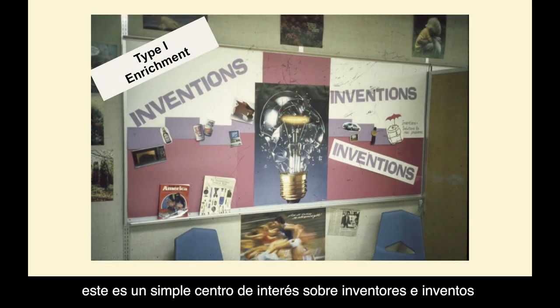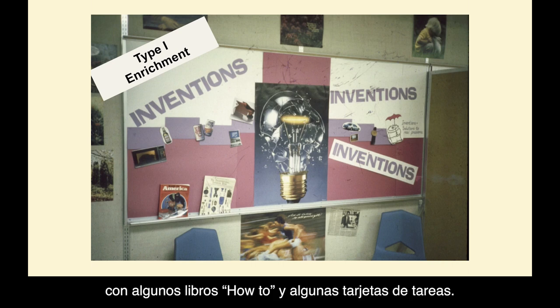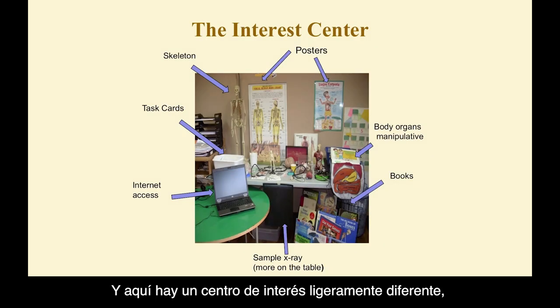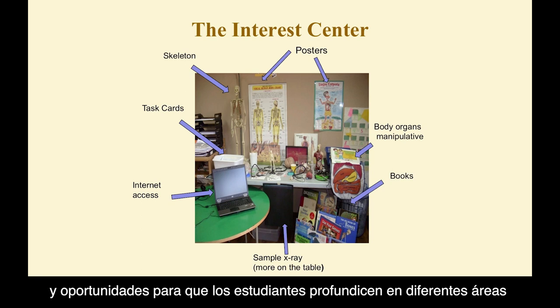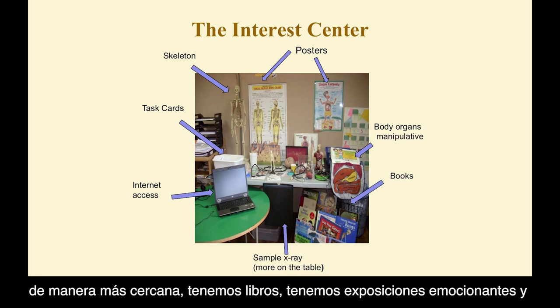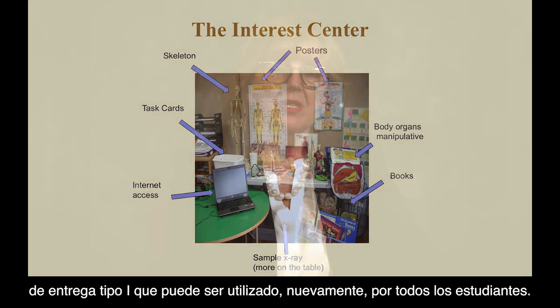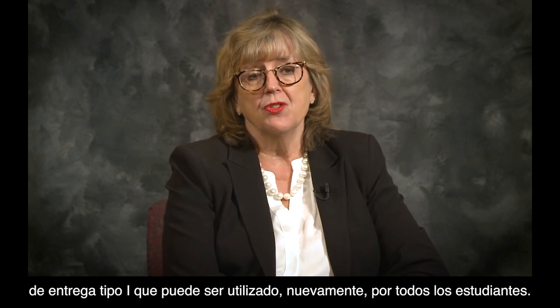So type ones can also be interest centers. This is a simple interest center on inventors and inventions with some how-to books down below and some task cards. And here's a slightly different interest center. Here you see a number of different task cards, posters, and opportunities for students to delve into areas more closely. We have books, we have exciting displays, and all of this goes into the development of interests and the development of a robust type one delivery center that can be used again for all students.